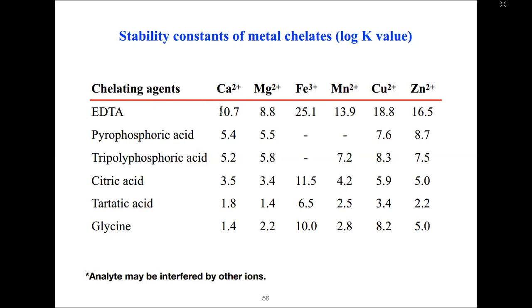So if calcium 2 plus is the analyte, there are other interfering ions as well. What it's saying is the analyte may be interfered with by other ions. So the best way is either to remove the iron 3 plus from the solution first, or remove all other possible ions from the solution first, and then analyze the calcium 2 plus. Otherwise, this is not a good technique.